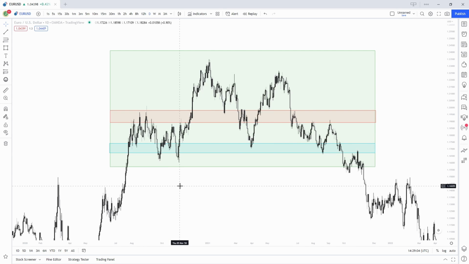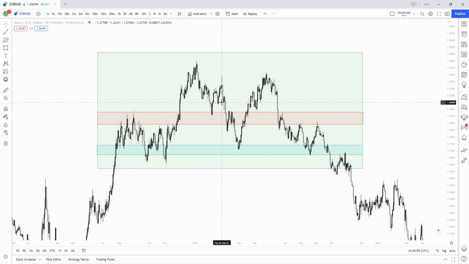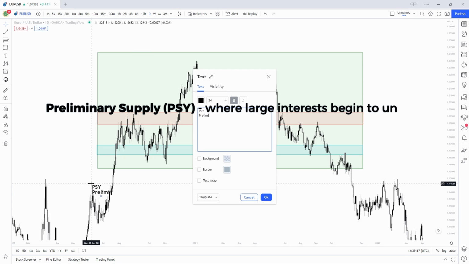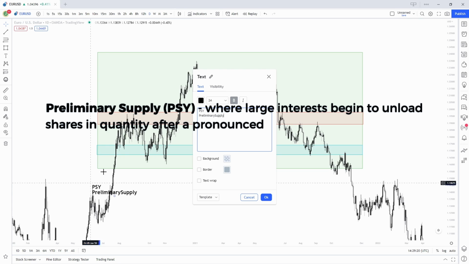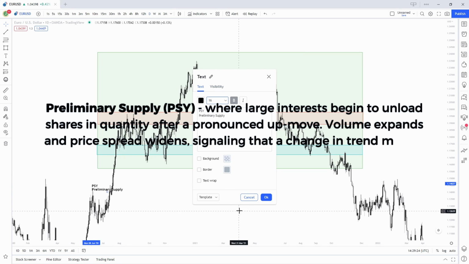So as we come inside of here, the very first thing we have, like we did within an accumulation, although it's slightly different, we have this region right here, which is called PSY, or in this case, preliminary supply. Let's actually make that text smaller, put it to 16.